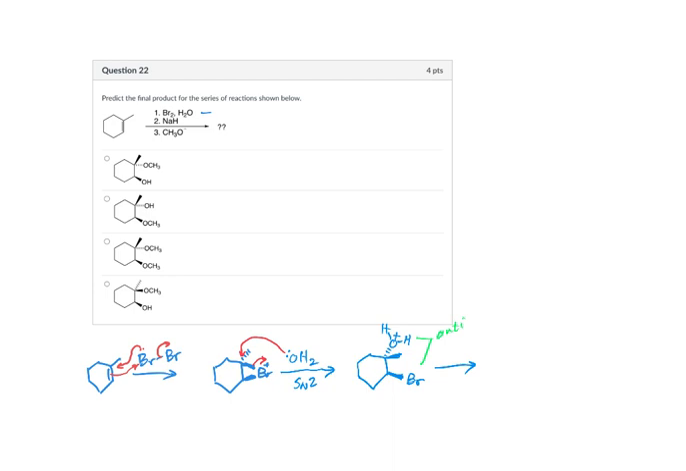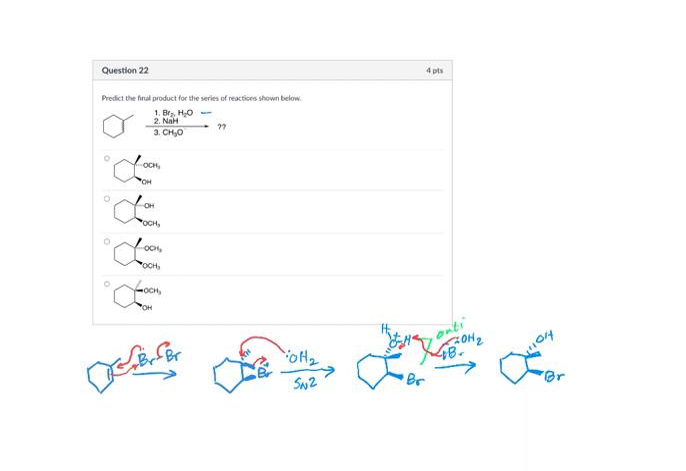The bromide or another water molecule, we could draw it either way, can then deprotonate this water molecule here. We could have either of those to form this species here, which has a halogen and an alcohol, and so we can call this a halohydrin.